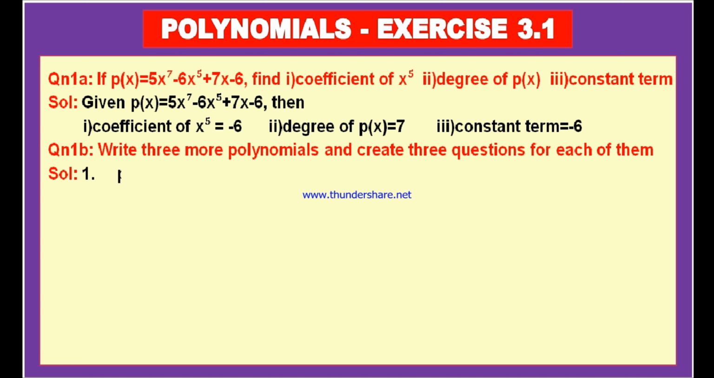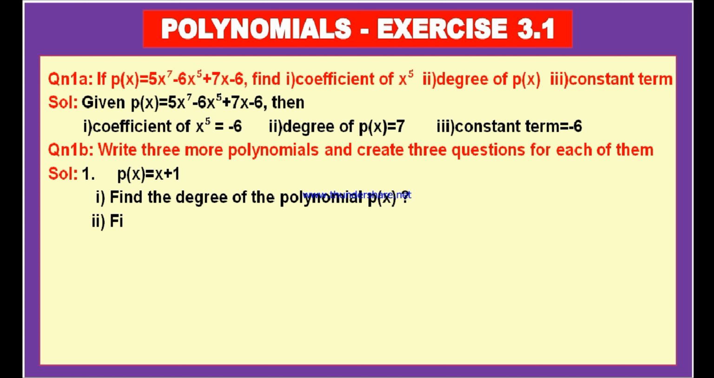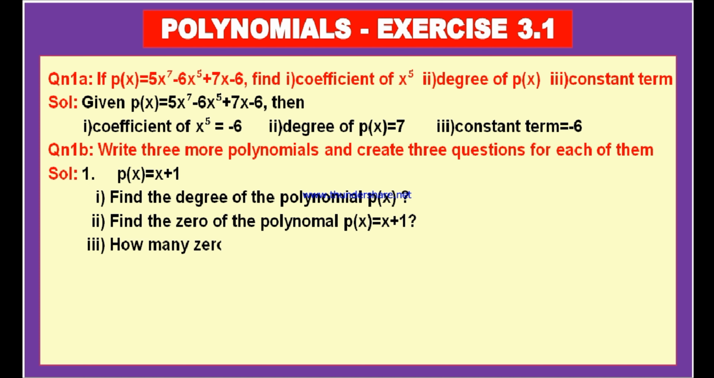Here is the solution. Let us write the first polynomial p of x is equal to x plus 1. It is a linear polynomial. Now we have to frame 3 questions for this polynomial. You can frame any type of questions. For example, find the degree of the polynomial p of x. That is the first question. And second question, find the 0 of the polynomial p of x is equal to x plus 1. And the third question, how many zeros can you find to the given polynomial p of x is equal to x plus 1.